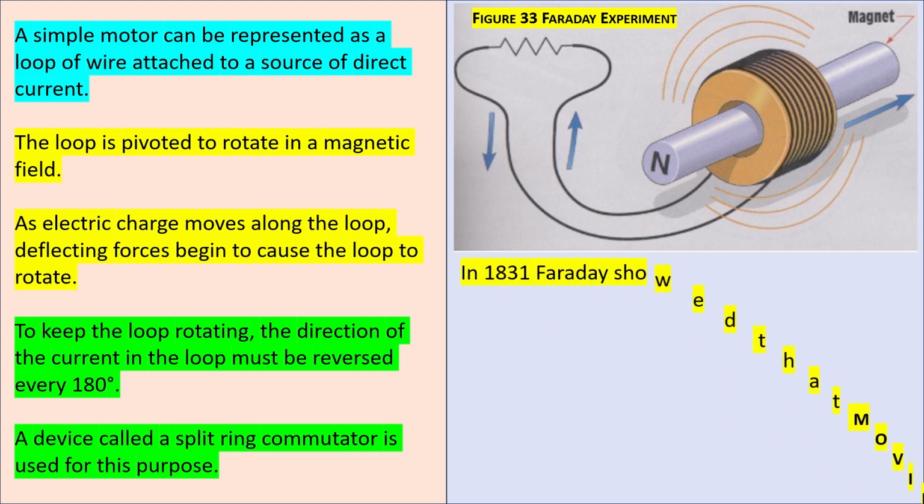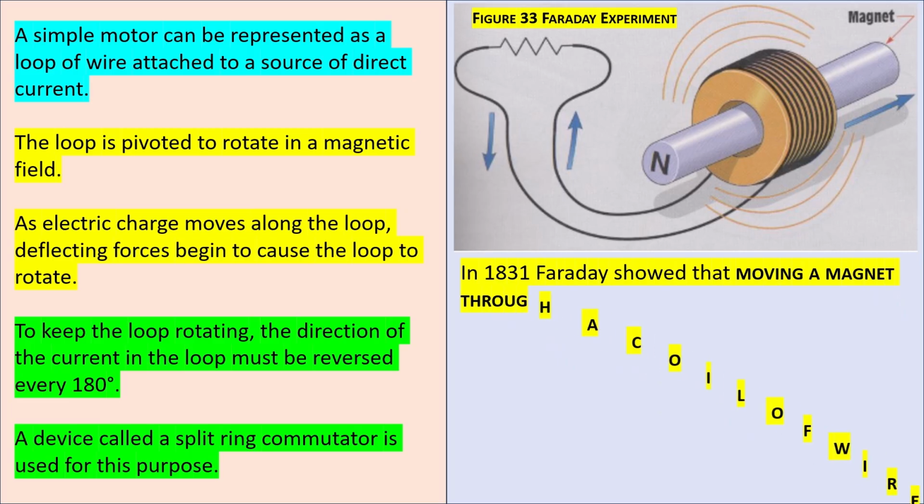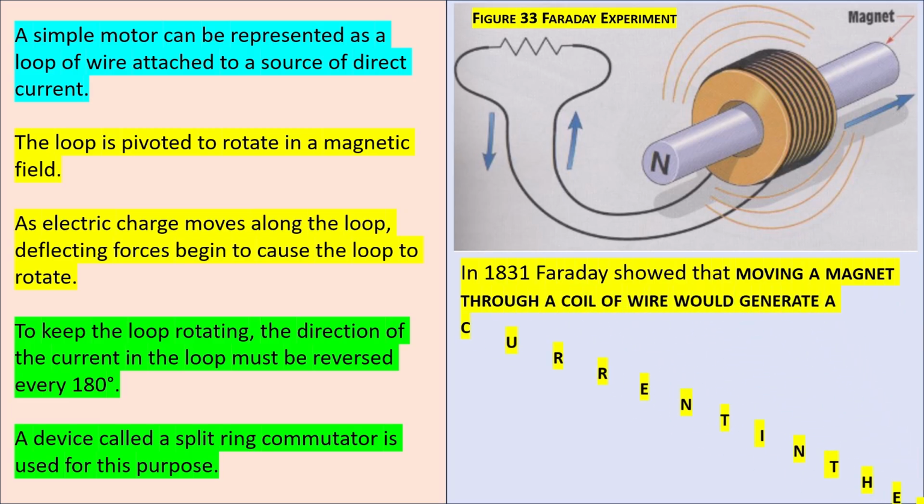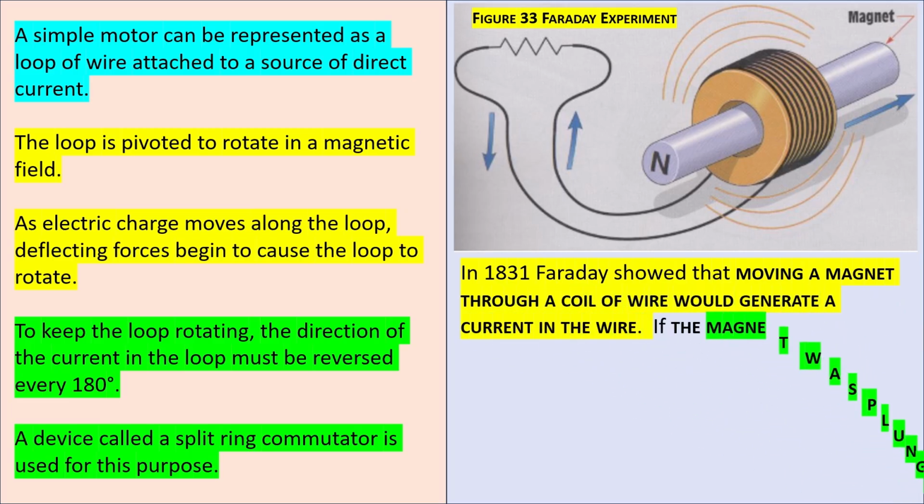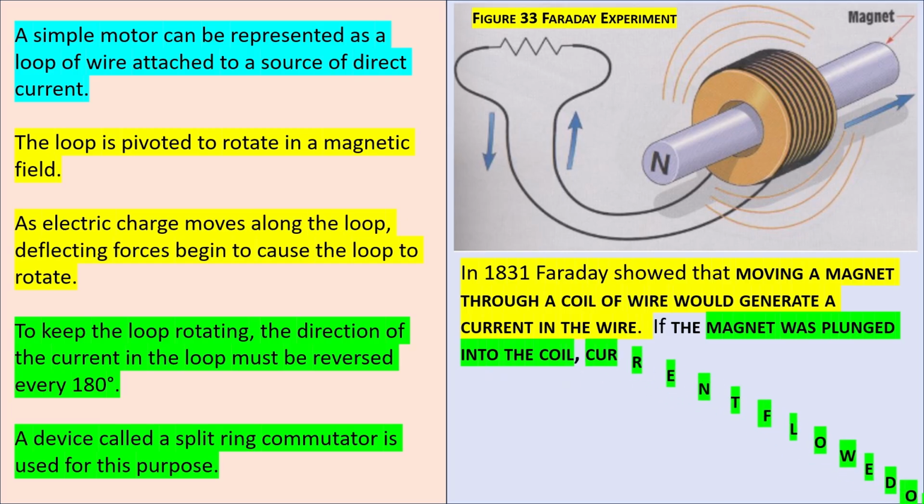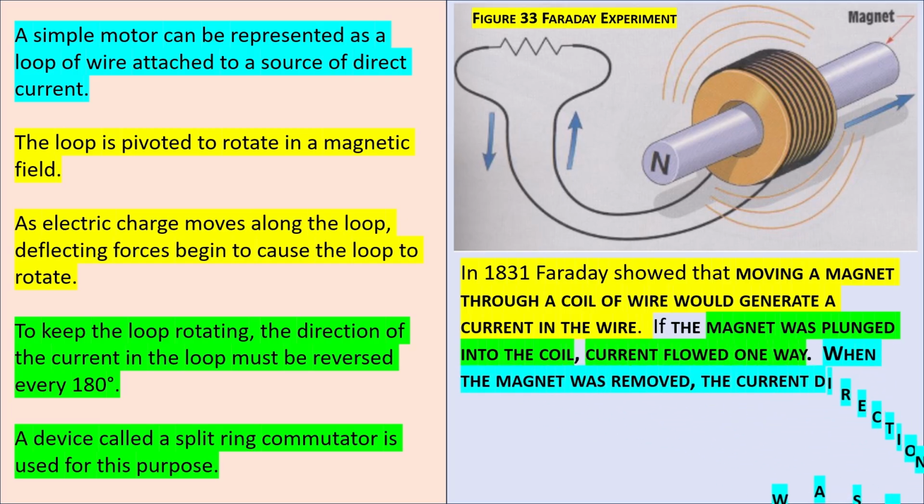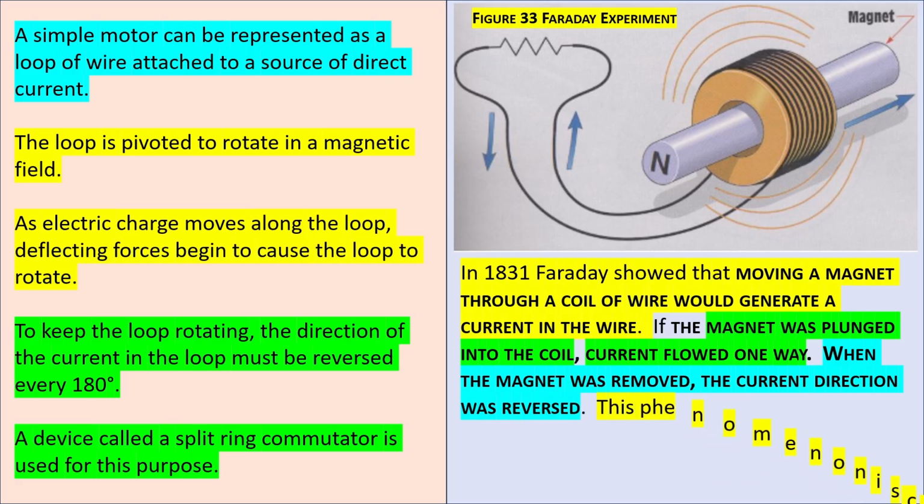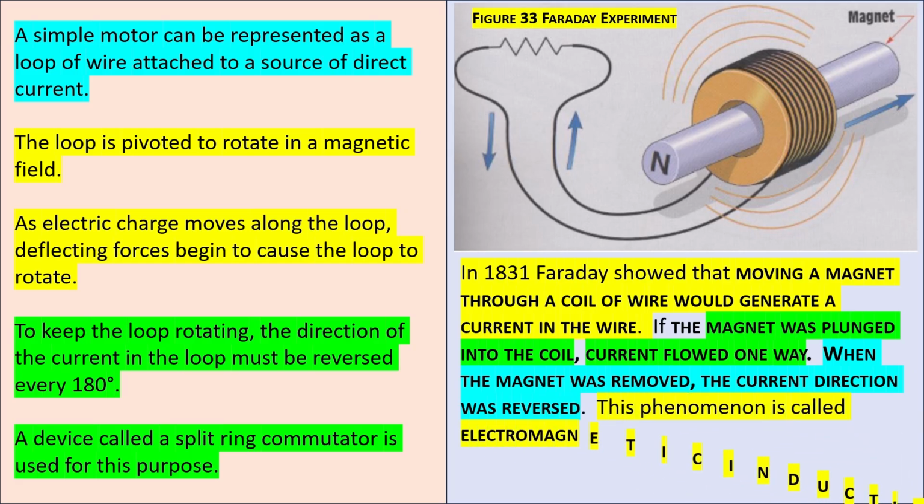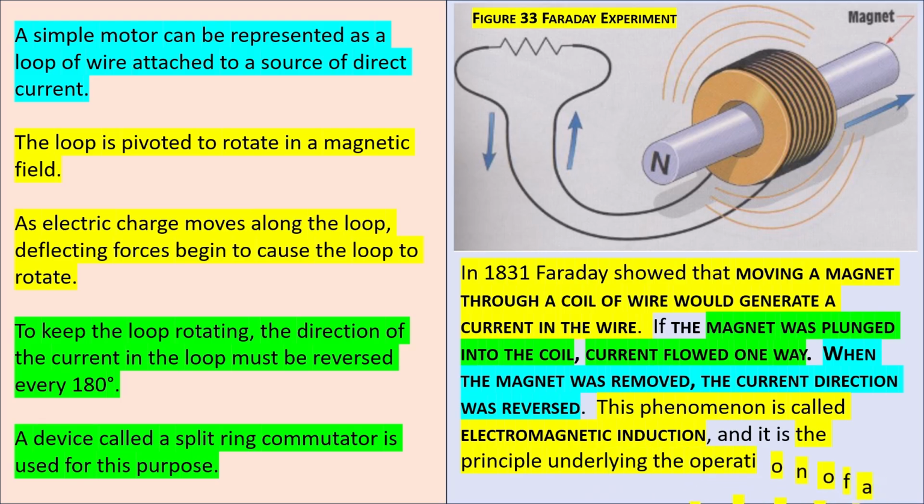In 1831, Faraday showed that a moving magnet through a coil of wire would generate a current in the wire. If the magnet was plunged into the coil, current flowed one way. When the magnet was removed, the current direction was reversed. This phenomenon is called electromagnetic induction, and it is the principle underlying the operation of a generator.